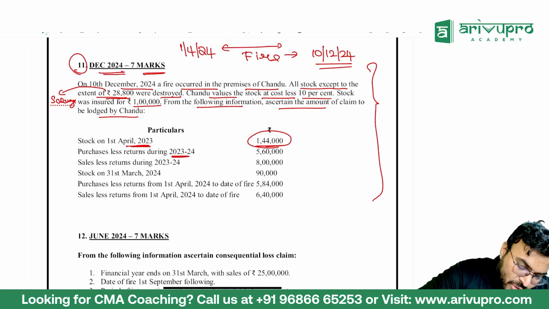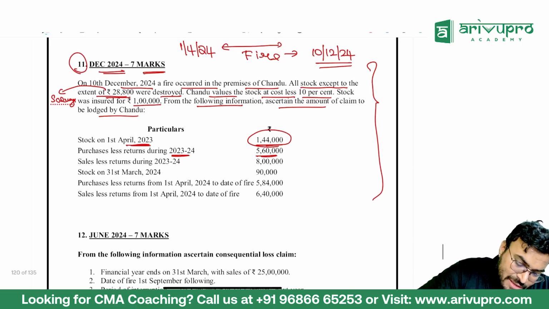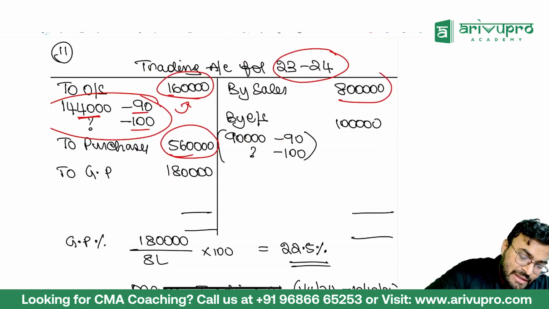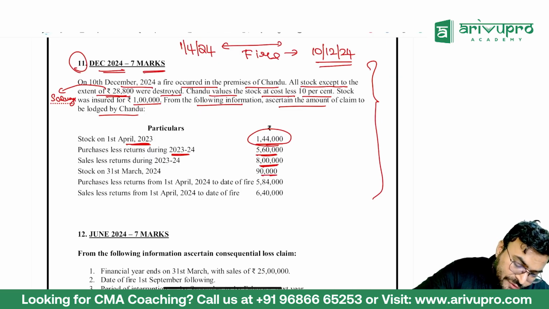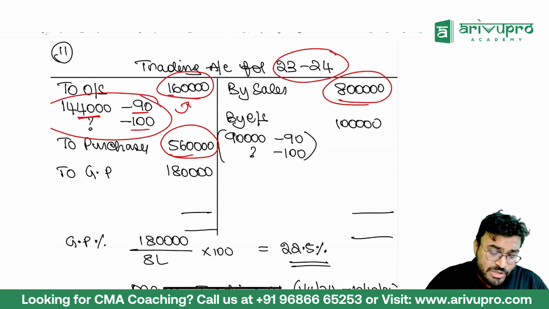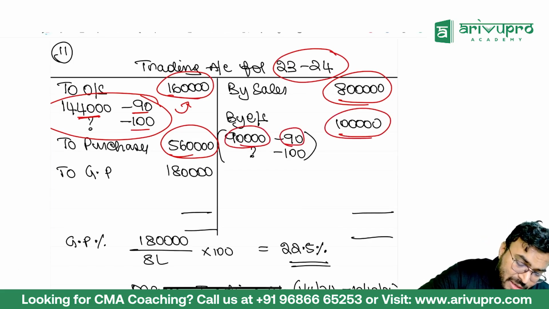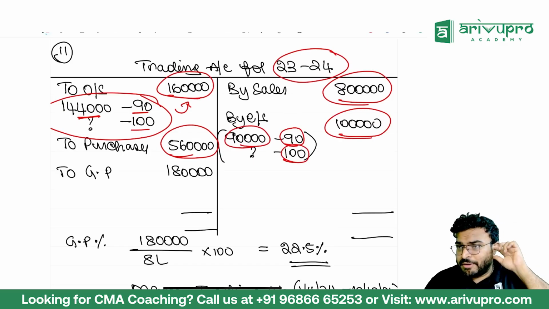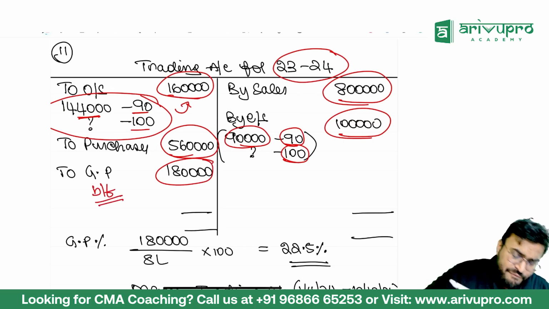Then purchases during 23-24. Take the purchases 5,60,000. Sales during 23-24, take the sales 8 lakh. Then stock on 31st March 2024, last year's closing stock. Take the stock as 1 lakh. How? 90,000 is 90%. How much is 100%? That time you will get gross profit as the balancing figure itself.